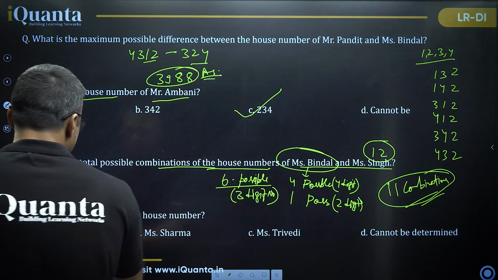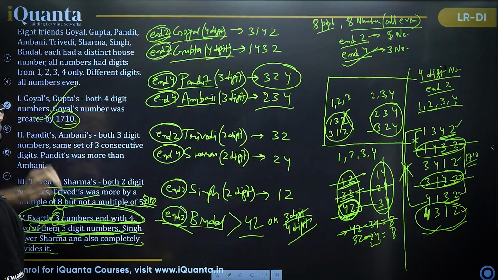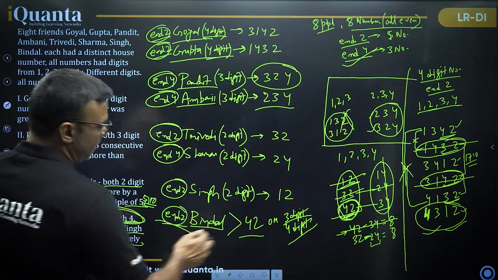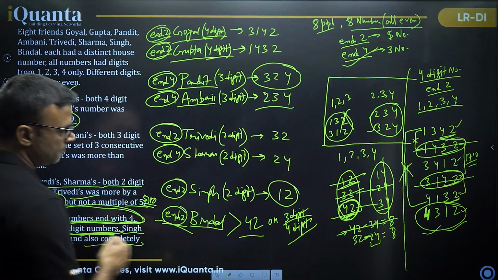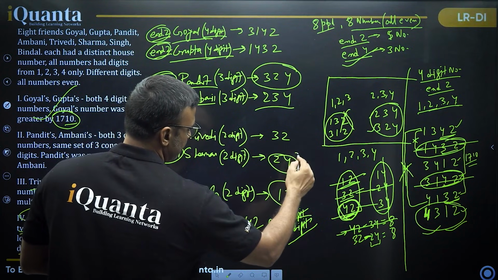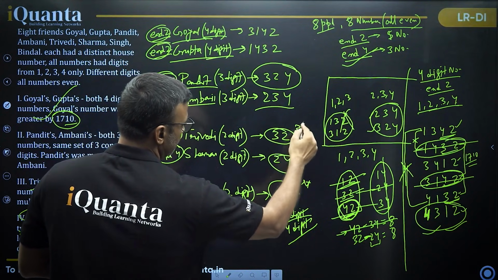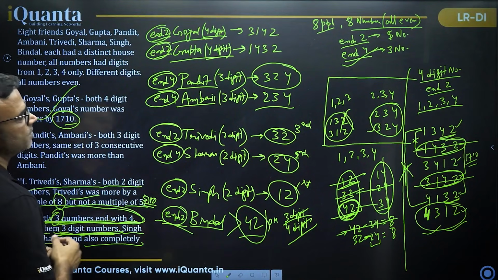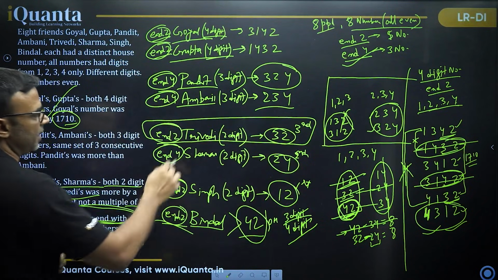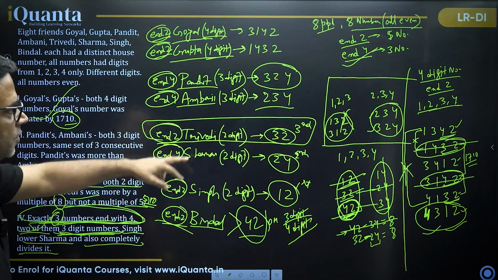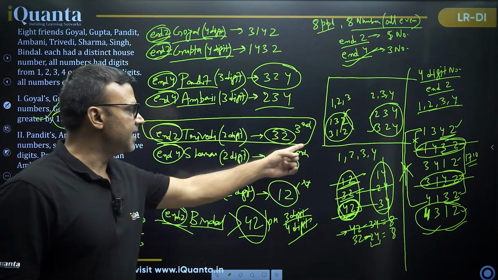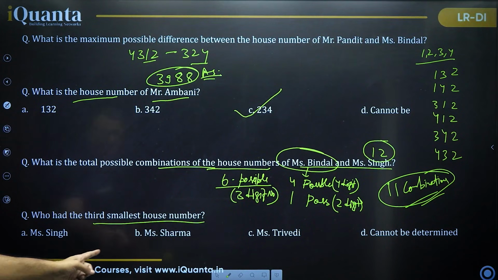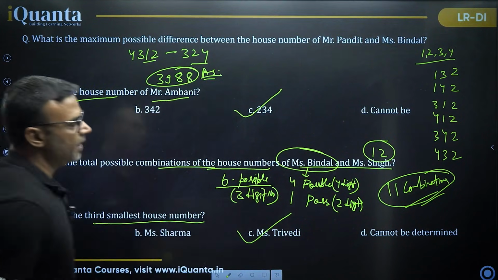Who had the third smallest house number? Check carefully. 12 is the smallest house number. That is first, then second, then third. Then this could be fourth, we don't know. So we cannot decide the fourth smallest, but one thing is very clear: the third smallest is this one, under the conditions of ending in 4 and 2 and so on. This has to be the third smallest, Trivedi. Miss Trivedi, option C is the correct answer.